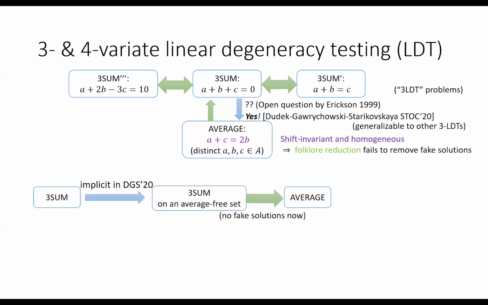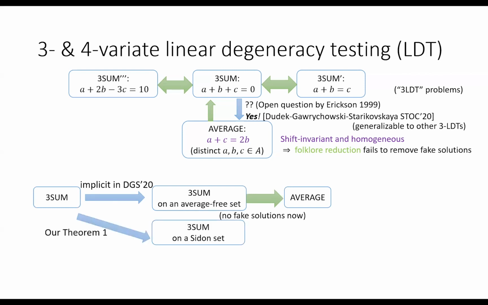One way to understand their result is that they can reduce from 3SUM on an arbitrary instance to 3SUM on a 3AP-free set, which is a set that avoids non-trivial three-term arithmetic progressions. And from there, we can just use a folklore reduction to reduce it to 3AP because now we don't need to worry about fixed solutions anymore.